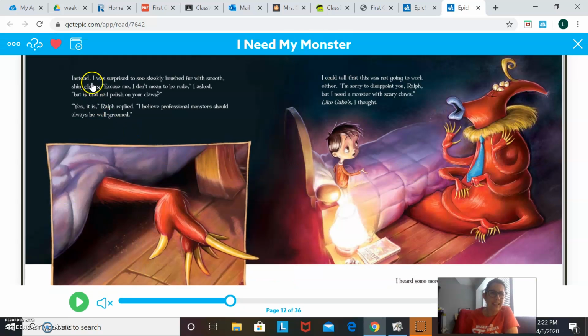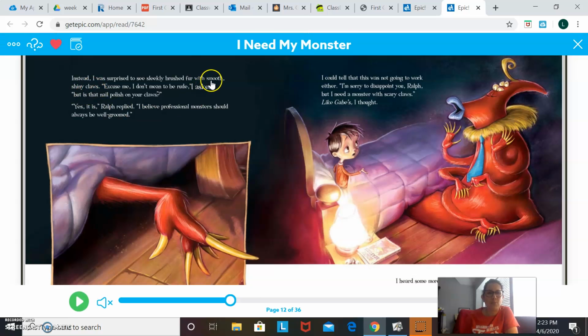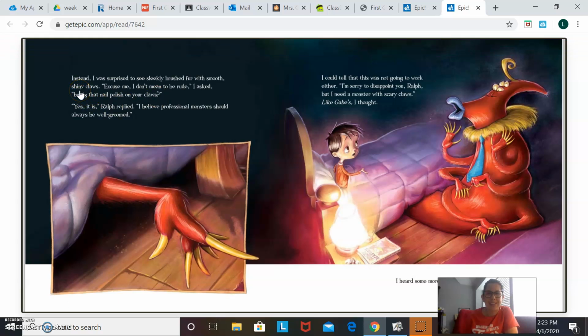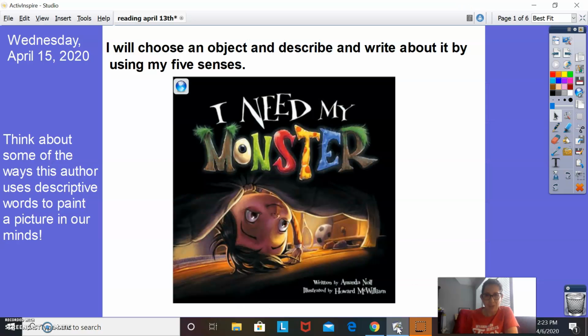It says, instead I was surprised to see sleeky, brushed fur with smooth, shiny claws. So the claws were described as being smooth and shiny. Now, I would love for you to go back and read this book at a later time. It is assigned to you under Epic, so you'll be able to go back and read the entire story. I think it's a book that you would enjoy.